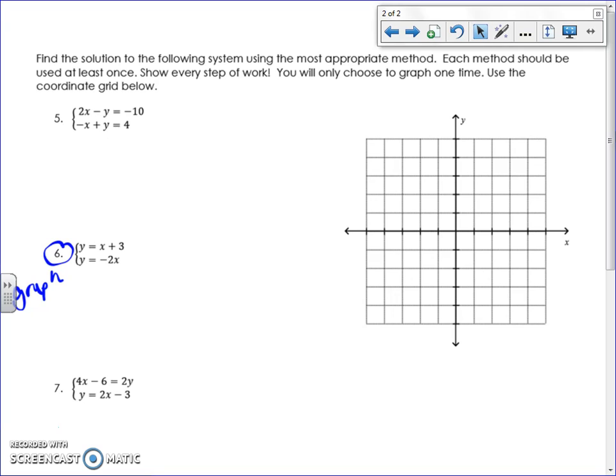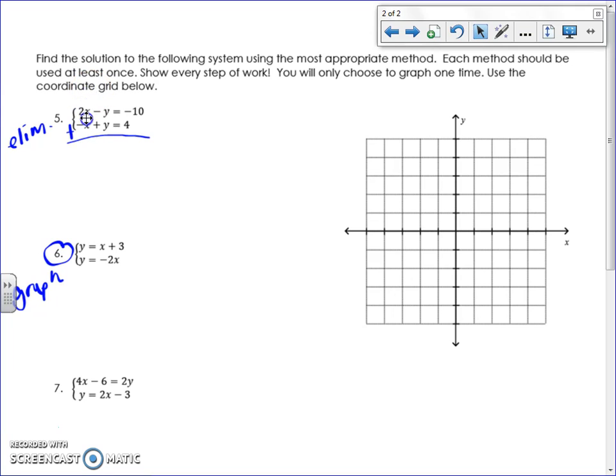So for number 5, I'm looking at this and I notice that these two y's have opposite coefficients. I have a negative y and a positive y. This is going to lend itself well to the elimination method, because when I add these equations together, those y's will cancel each other out. So I'm going to add these two and use the elimination method. They're already opposite coefficients here, so I can cancel those y's out, which is nice.